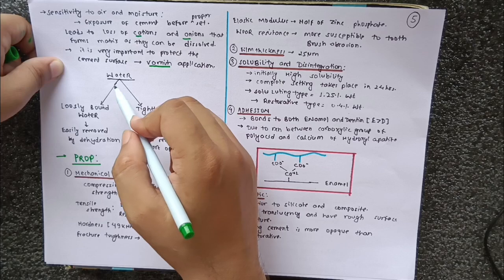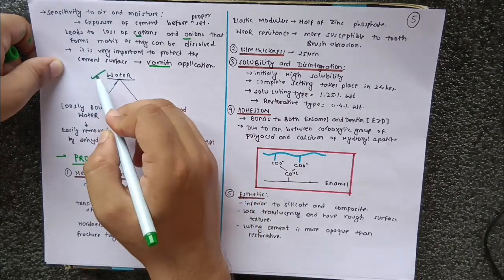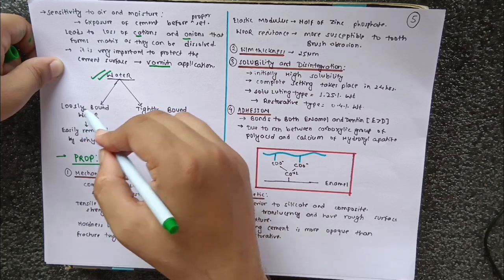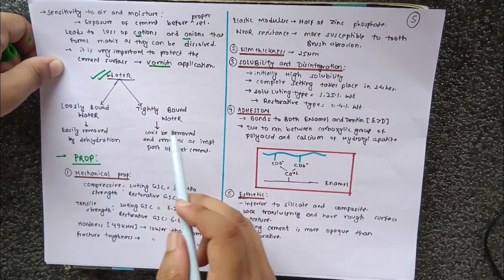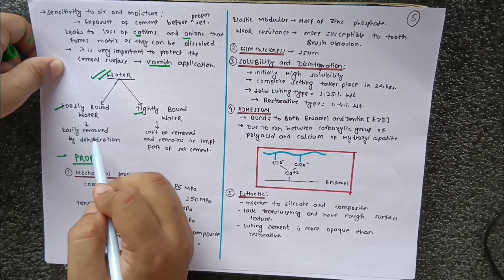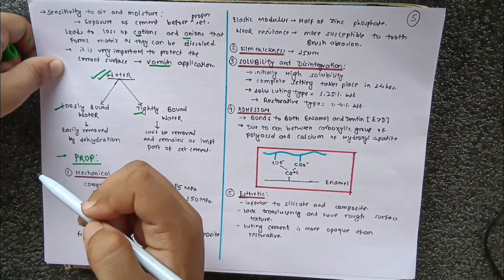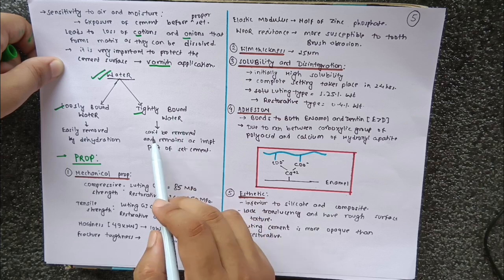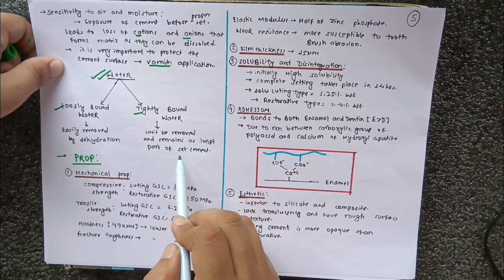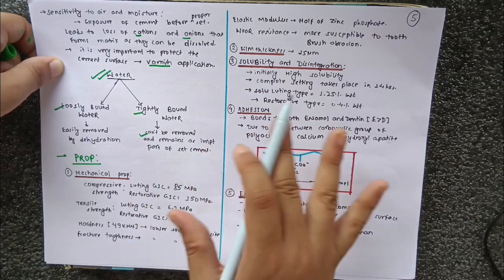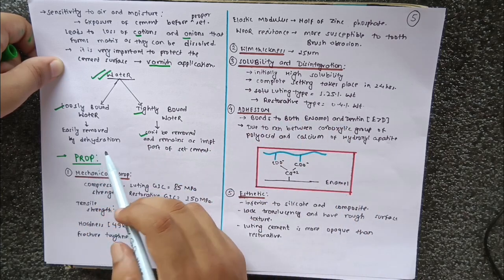After that, I have written about the water. This is also a very important viva question. There are two types of water in the GIC: loosely bound water and tightly bound water. Loosely bound water is easily removed by dehydration. The tightly bound water cannot be removed and remains as an important part of the set matrix. It is tightly bound to the matrix itself and cannot be removed even after dehydration.